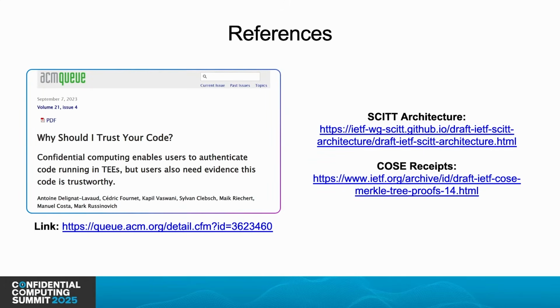On the left, you have the white paper put together by Azure Research. That's a white paper on code transparency. And on the right are the two IETF drafts. The first one is for the architecture for a transparent digital supply chain. And the second one is the IETF draft on COSE receipts. Cloud Transparency Service is compliant with both of these today.